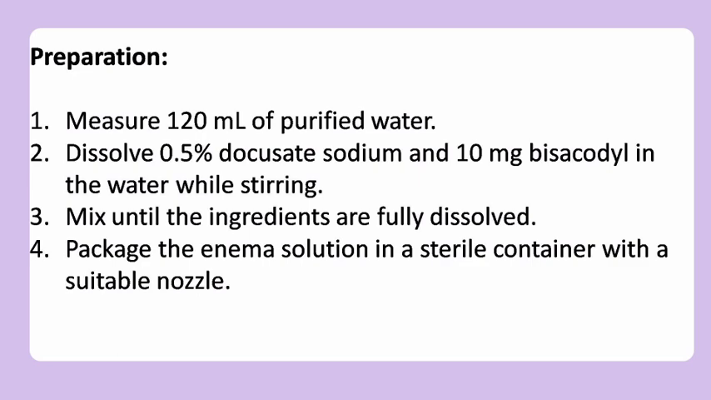Preparation. Measure 120 ml of purified water. Dissolve 0.5% docusate sodium and 10 mg bisacodyl in the water while stirring. Mix until the ingredients are fully dissolved. Package the enema solution in a sterile container with a suitable nozzle.